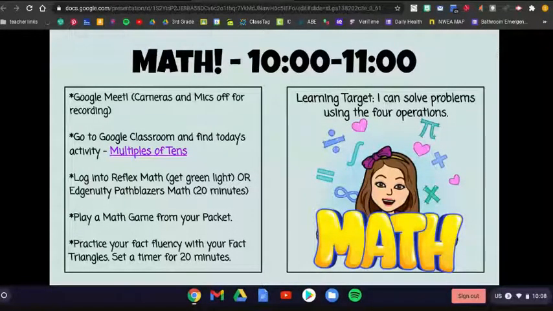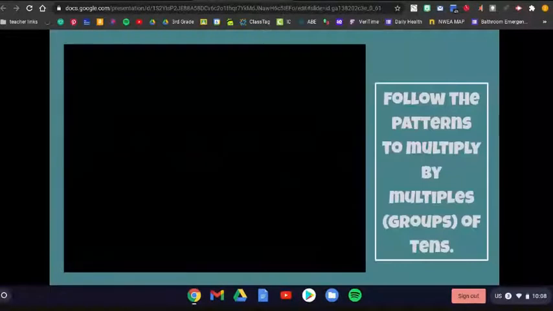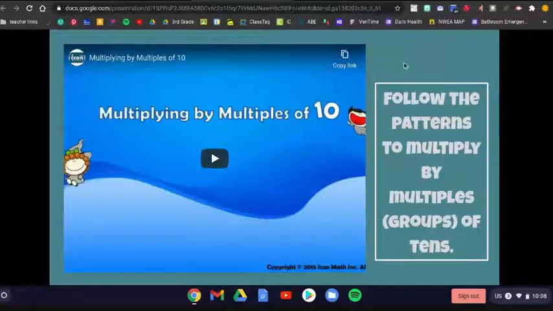Today's math is going to be more about multiplication, and it's a review about using patterns to solve questions. It's called multiples of 10. We looked at this before you went on NTI, and we're going to do a quick check-in today. Our job is to follow the patterns to multiply by multiples of 10. Multiples are groups of tens.